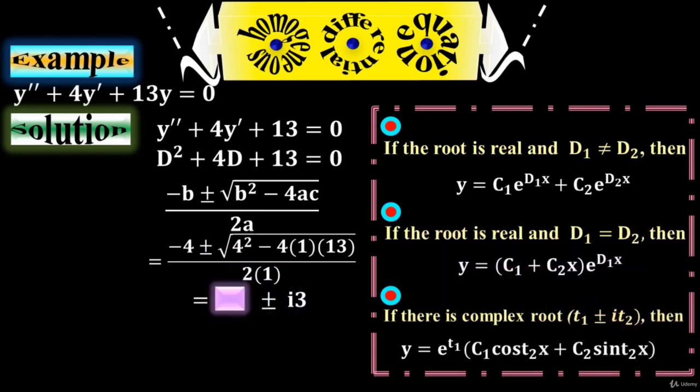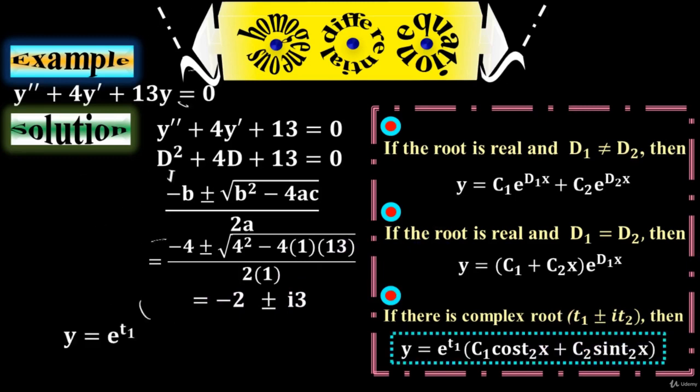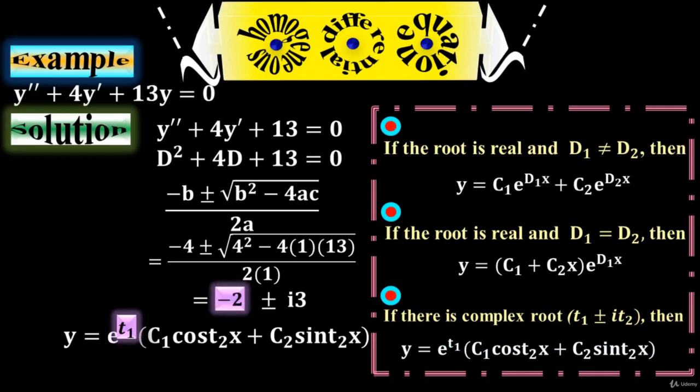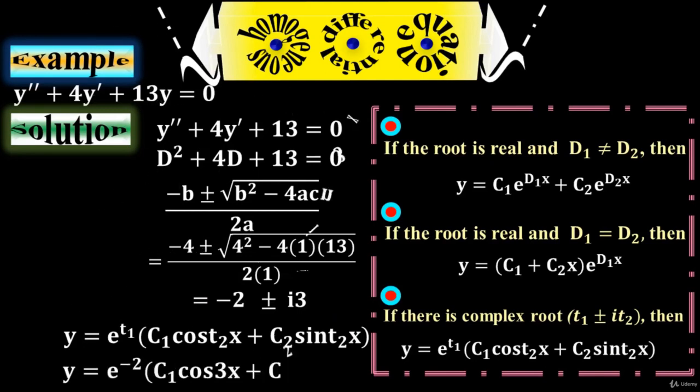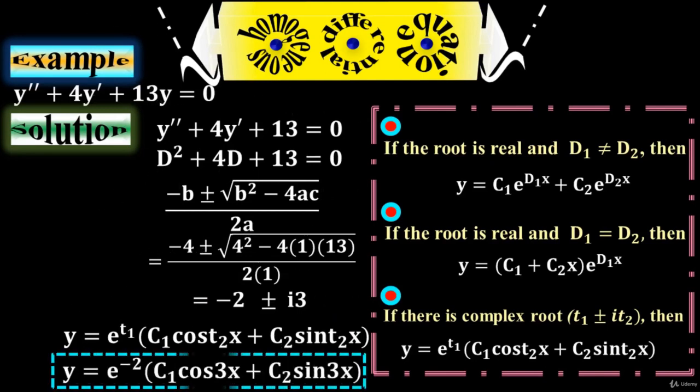If you compare it, minus 2 is t sub 1 and t sub 2 is 3. And therefore I will pick this equation, y equals e to the t sub 1 x into c sub 1 times cos t sub 2 x plus c sub 2 times sine t sub 2 x. Substitute the value of t sub 1, which is minus 2, and t sub 2, which is 3. Here is the final answer for step 3, which is y equals e to the minus 2x into c sub 1 cos 3x plus c sub 2 times sine 3x.